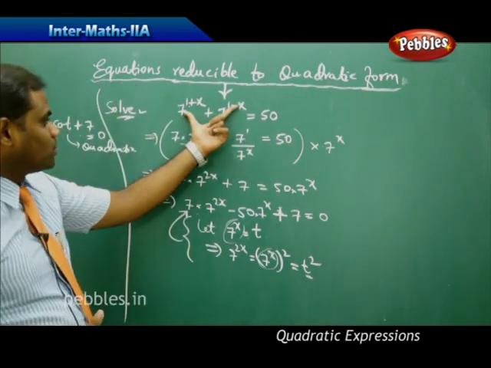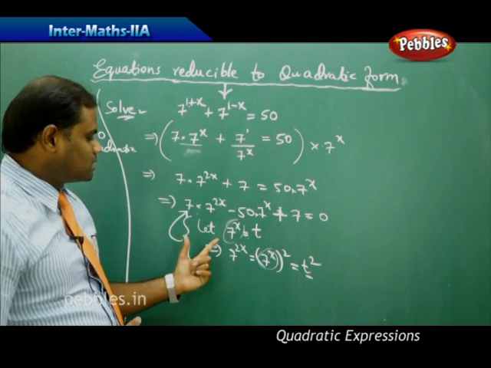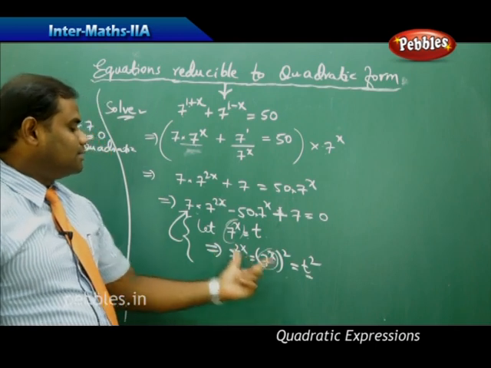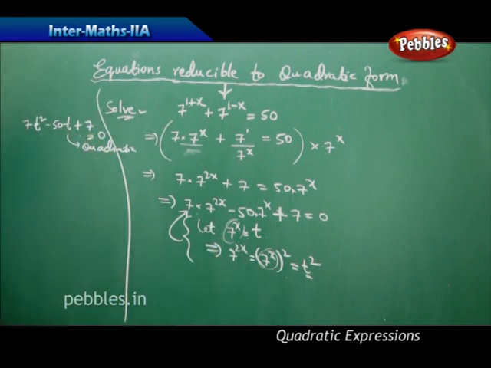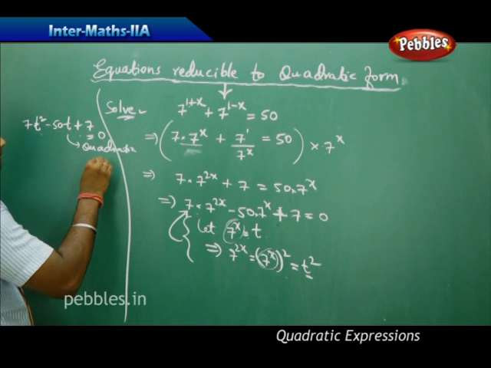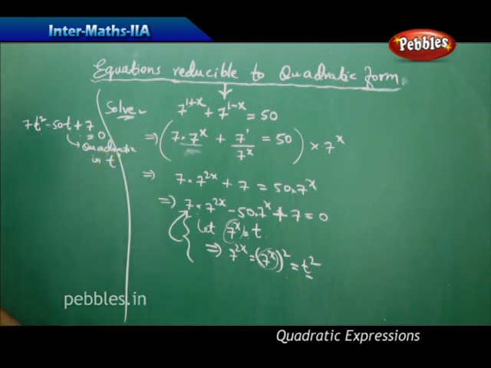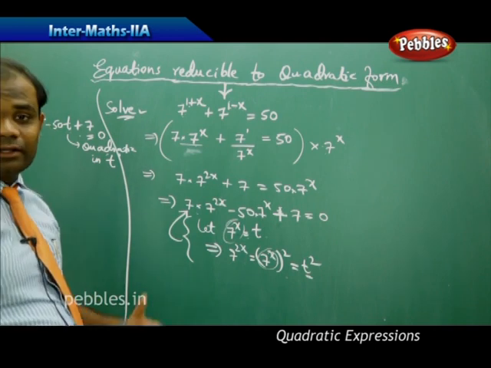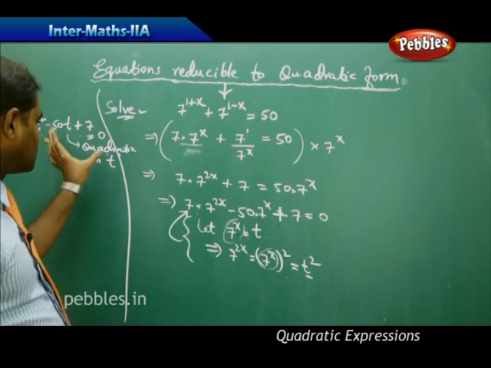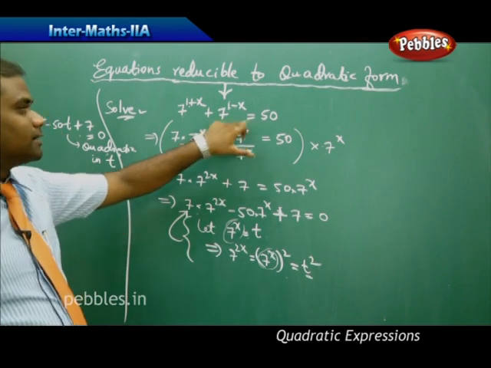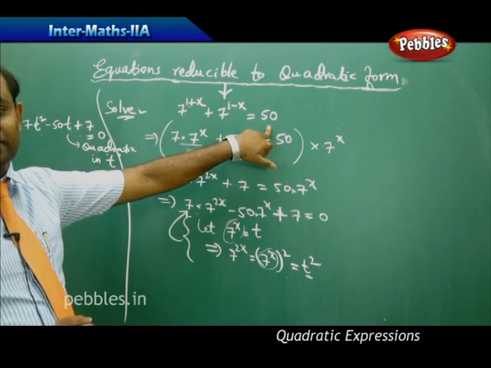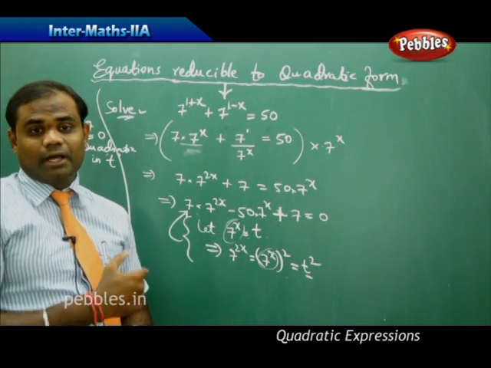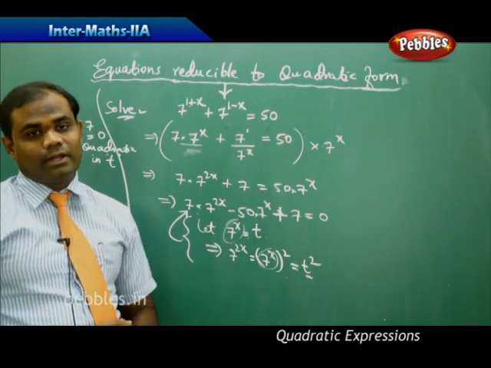Therefore, this equation is substituted with 7 power x equal to t after further simplification, and that gives me a quadratic equation in t. Now it is not a tough task to find the factors of this quadratic equation, and the factors of this quadratic equation indirectly give me the factors of this given equation. Thus solving the given equation is the intention behind equations reducible to quadratic form.